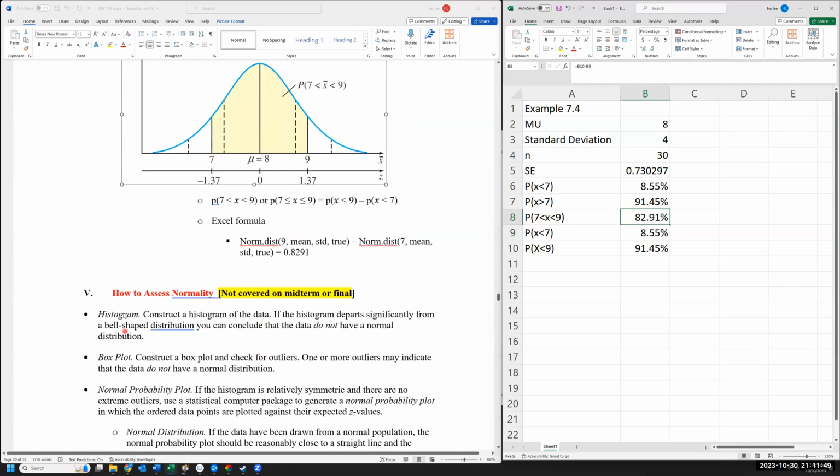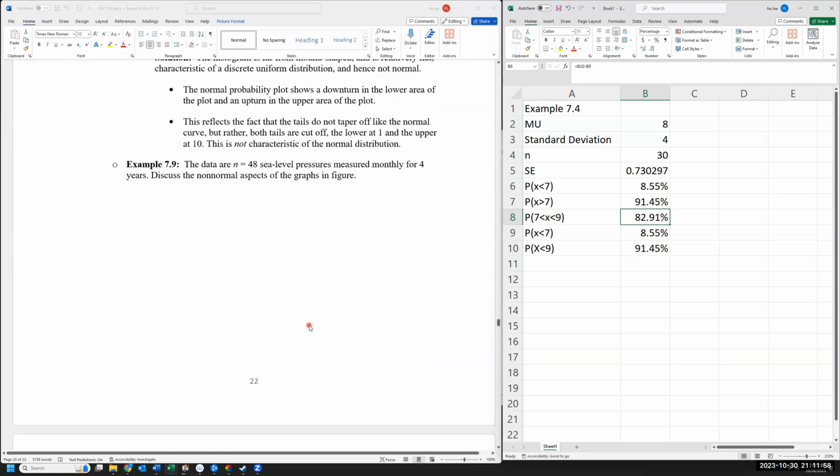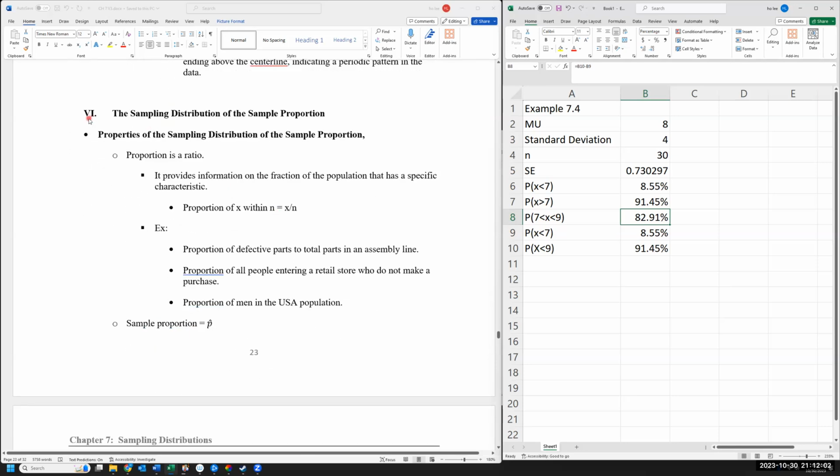Okay. Section 5, how to assess normality. We're not going to cover this for the midterm or the final, so we're going to skip through this, okay? And let's go to the next one, which is section 6, which is sampling distribution of the sample proportion.